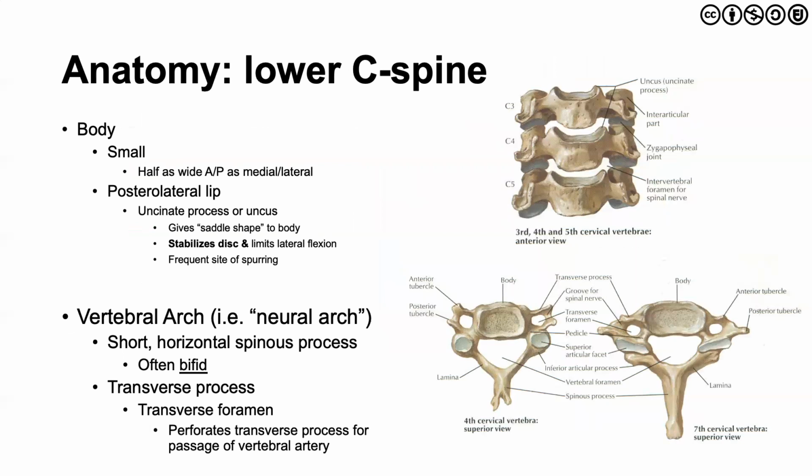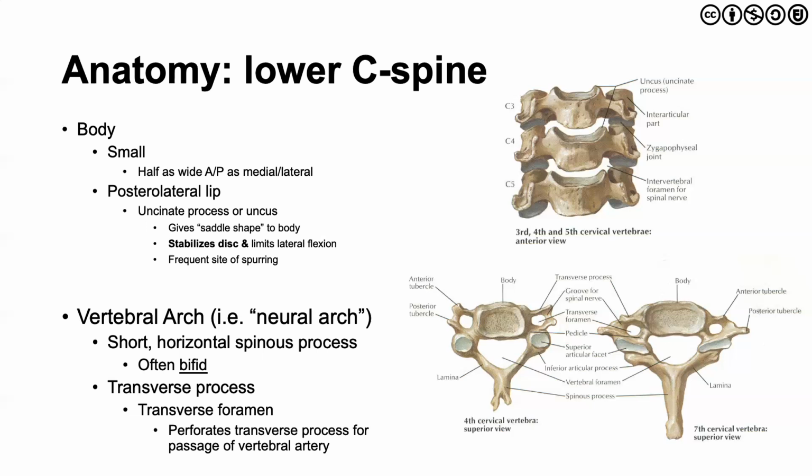And as such, this is a frequent site of spurring, and it's one of the reasons why we see side bending being a very sensitive range of motion measurement in order to give us information about possible morphologic changes within the cervical spine. The vertebral arch, also known as the neural arch, is a short horizontal spinous process. It's often bifid again in that upper cervical region.